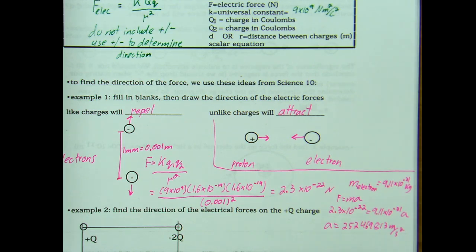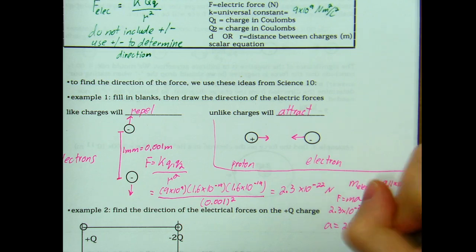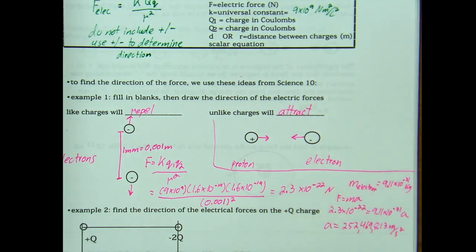The acceleration caused by two electrons repelling each other 1 millimeter apart is monstrous because those objects themselves are so small, which is pretty cool.